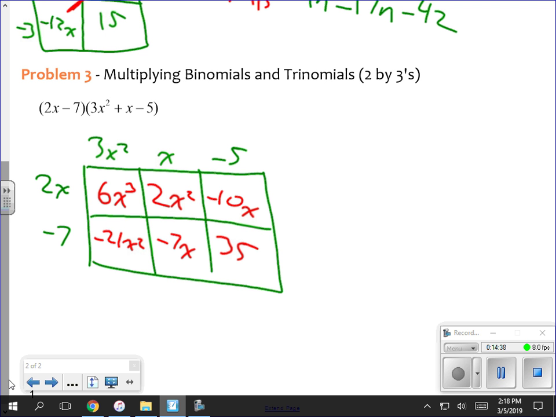Where are my like terms? My like terms are on the diagonals. Those 2 are like terms. Those 2 are like terms. Every time, it's the like terms are on the diagonal.